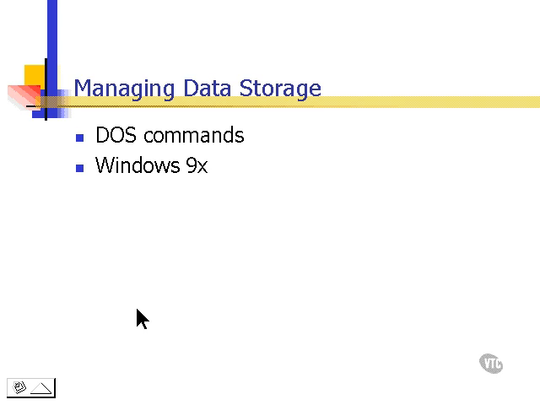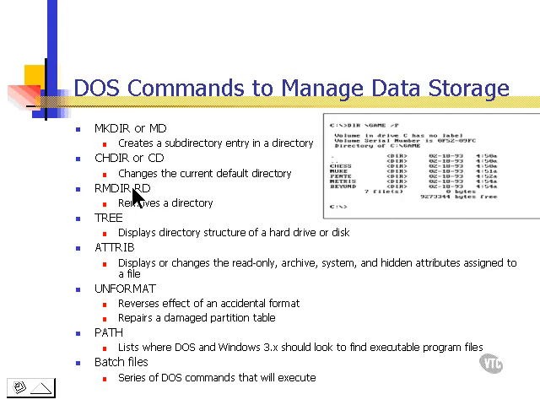Okay, next we'll look at how we actually manage data storage, both in DOS and then in Windows 9X operating systems. First we'll look at DOS. In DOS, we use commands that are typed at a command prompt. The most common command prompts are C for the hard drive and A for the floppy drive, although any logical drive in the system would have a command prompt.